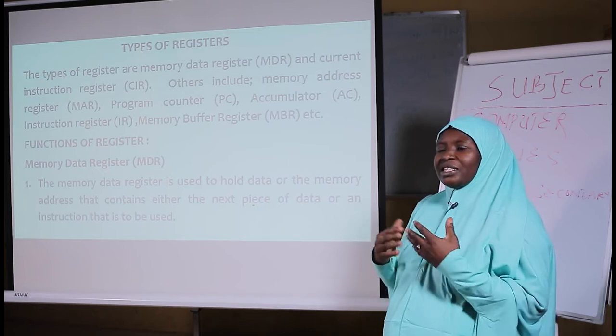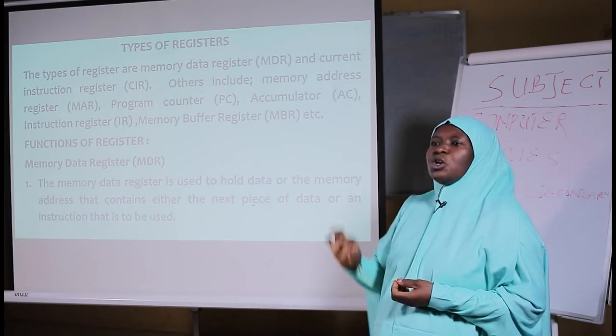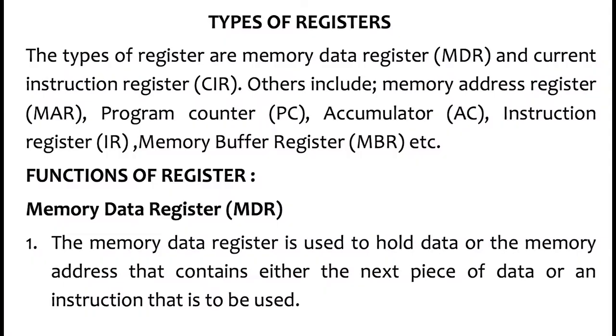But in terms of examination question, if you are asked to list types of register, you first list these two. That's the memory address register and the current instruction register, but there are other registers as listed above. Others include the memory address register, that's the MAR. We have the program counter, which is the PC. We have the accumulator, the AC. We have the instruction register, that's the IR. And the memory buffer register, that's the MBR, among others.